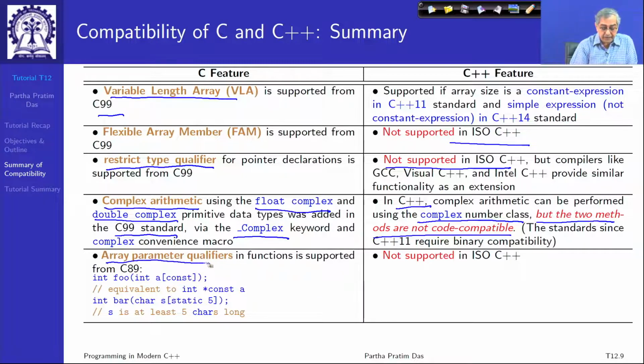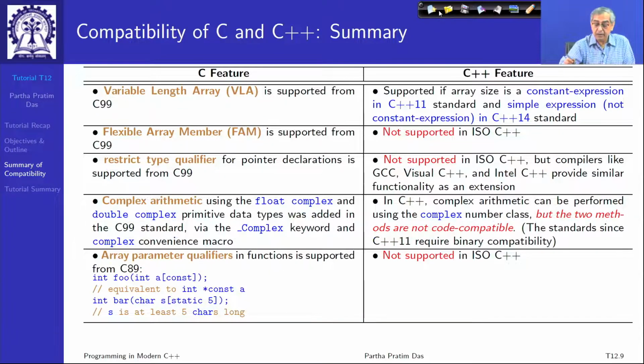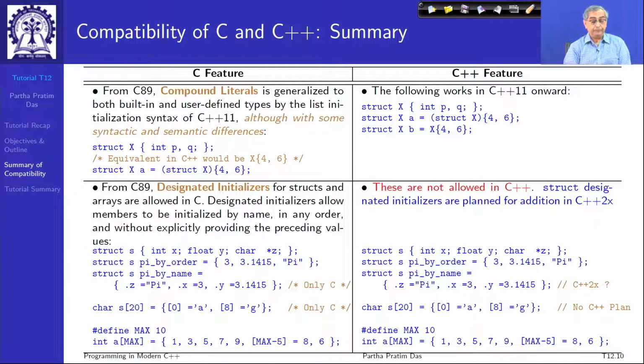Array parameters qualifier in function is supported in C89 like this, which is equivalent to saying something like this. It is not supported in C++. Not a very common feature though in C. So, it is in a way okay. Here there are a lot of changes from C89.